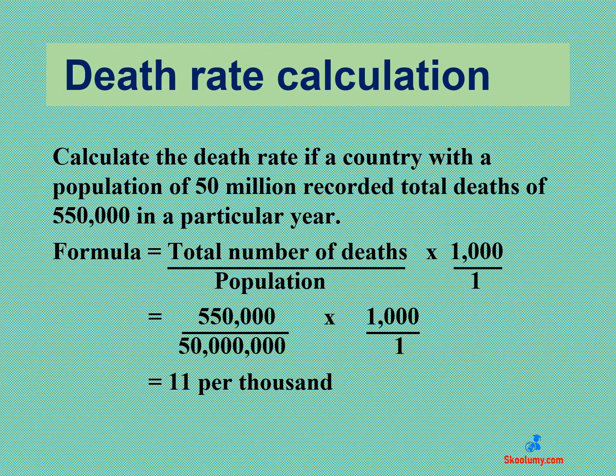Calculate the death rate if a country, with a population of 50 million, recorded total deaths of 550,000 in a particular year. Total number of deaths is 550,000. Total population is 50 million. The death rate is 550,000 divided by 50 million times 1,000. The answer is 11 per thousand.